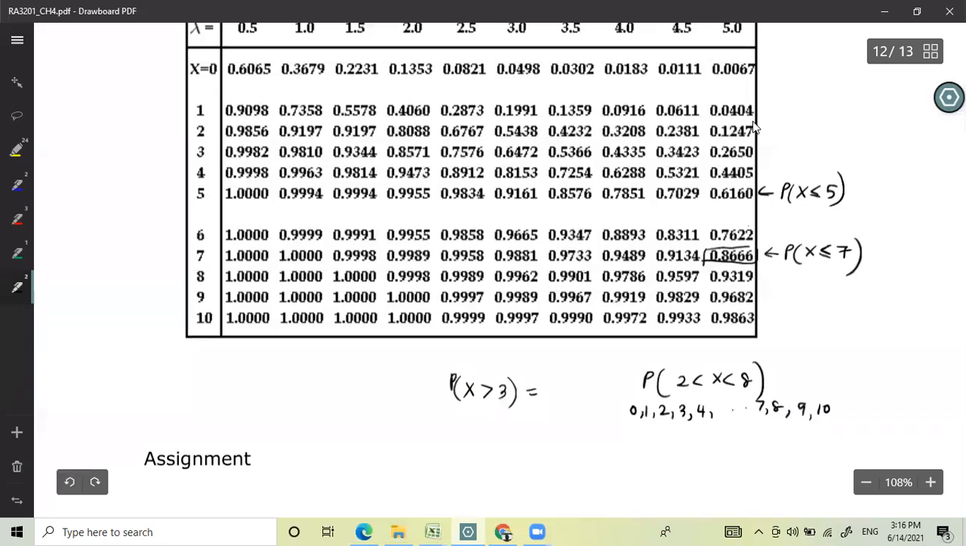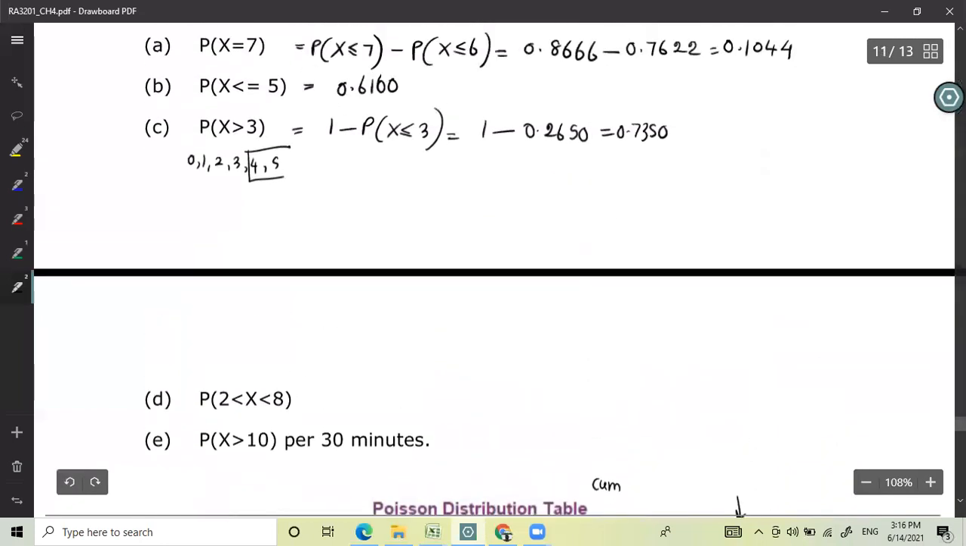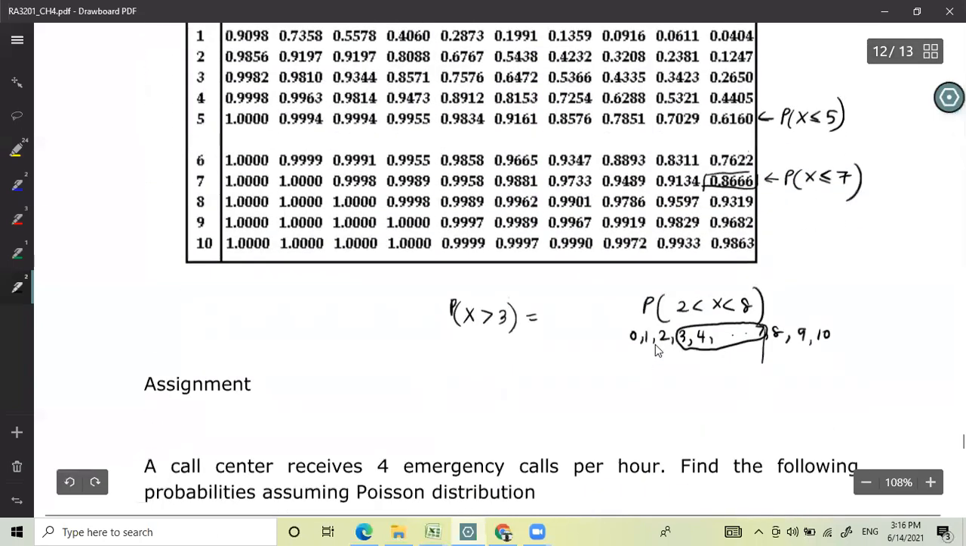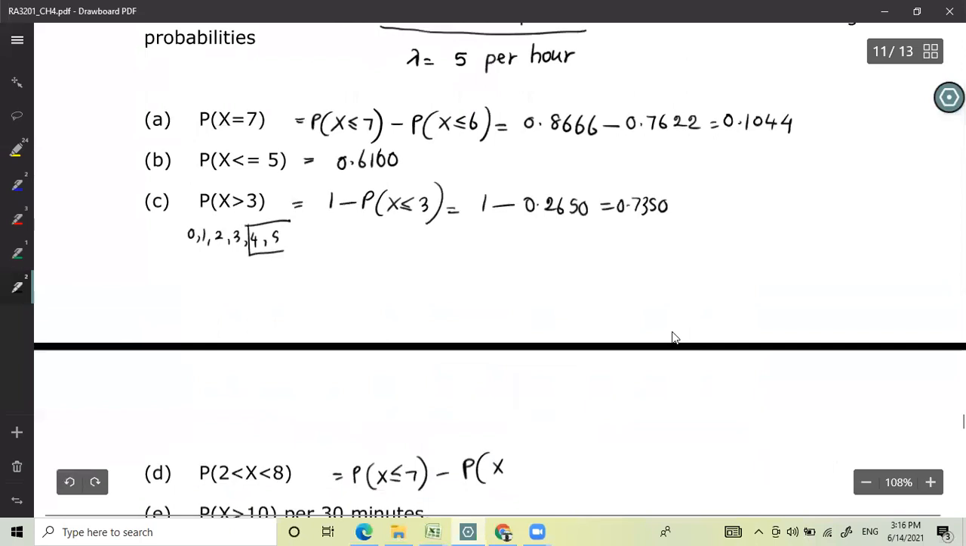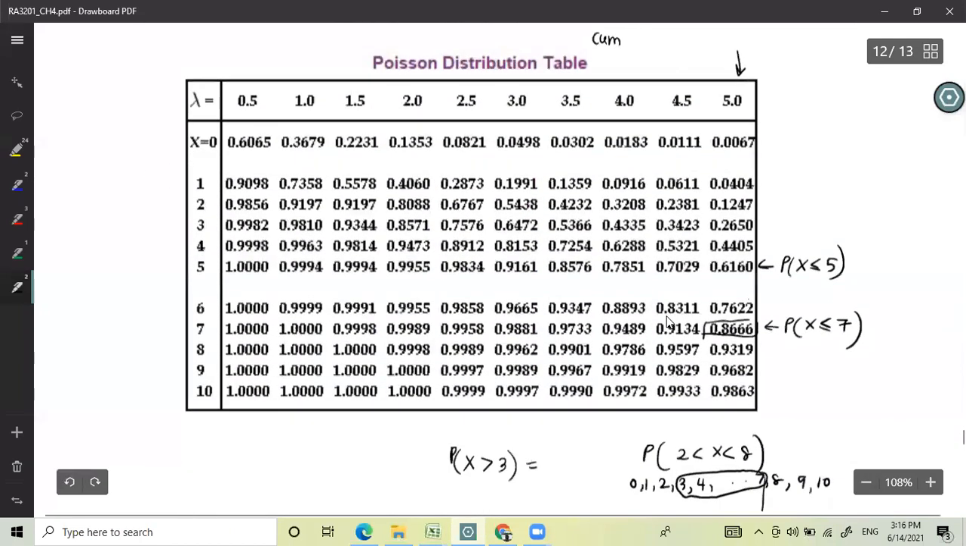Two not included, 8 not included, so it will be 3 up to 7. Okay, right? 3, 4 up to 7. So how do you find it? You read all the way up to 7 and subtract up to 2. Okay, 2 is not included, so 2 is in the complement. Right, so what are the values?